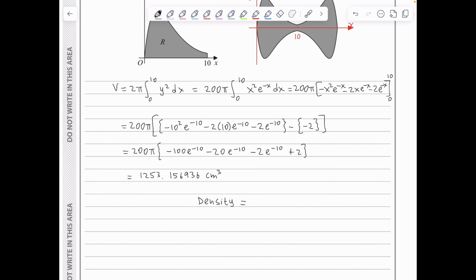And therefore, using the fact that the density is equal to mass over volume, where we have been told that the mass is 5 kilograms, because I need to end up with grams per cubic centimeters, 5 kilograms is equal to 5,000 grams. The volume has been found to be 1253.15 cubic centimeters, and this gives an answer of 3.99 grams per cubic centimeter.